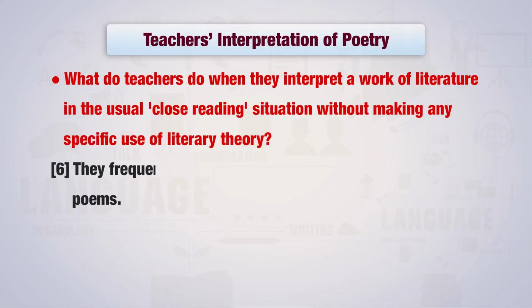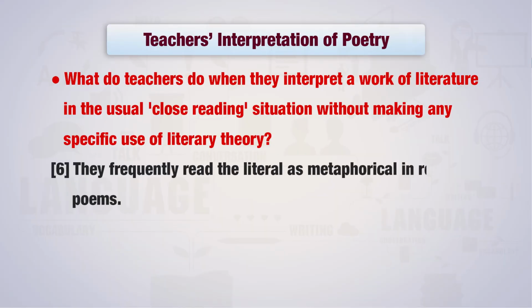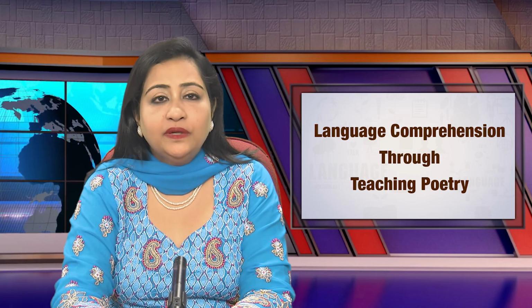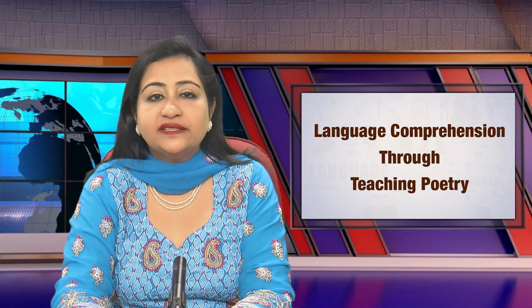So we can also analyze poetry by frequently reading the literal as metaphorical. For example, a modern poem mentions a hawk roosting, and this is understood as a metaphor of power, position, supremacy, and callous disregard for the lesser creatures. This kind of interpretive move is very common in the reading of poetry.